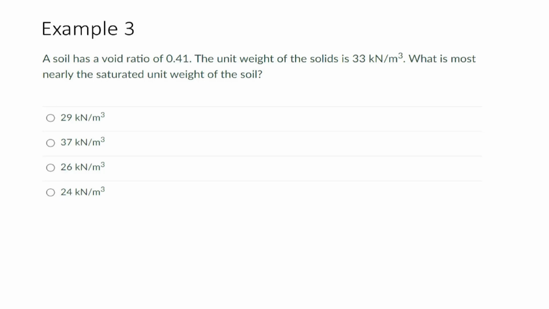So let's look at this example number 3 together. We have a soil with a void ratio of 0.41, and we know the unit weight of the solids is 33 kilonewton per cubic meter. The question is asking for the saturated unit weight of the soil. As usual, you can pause the video for about 2 minutes and work on the problem, and we'll be back.